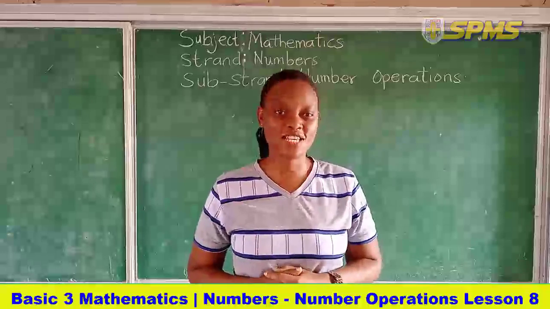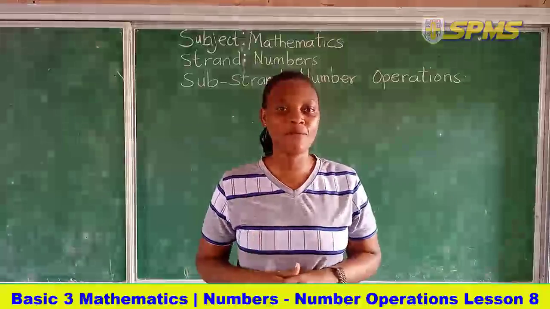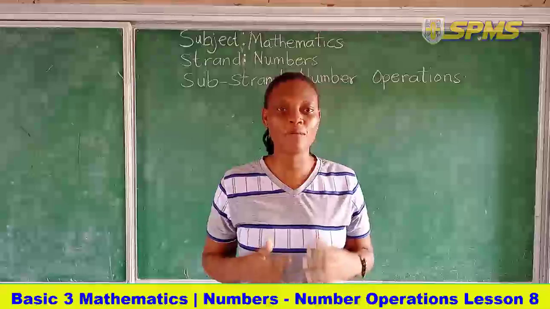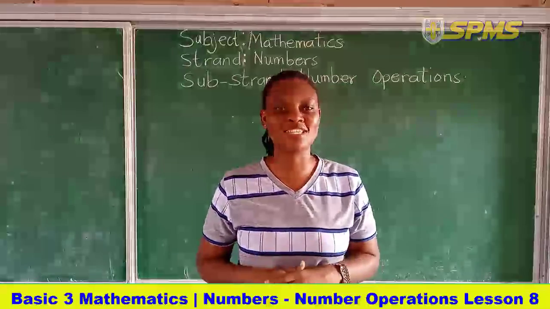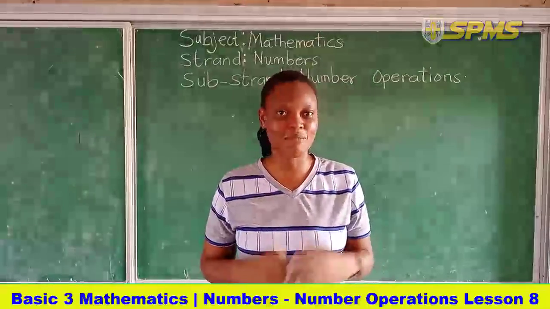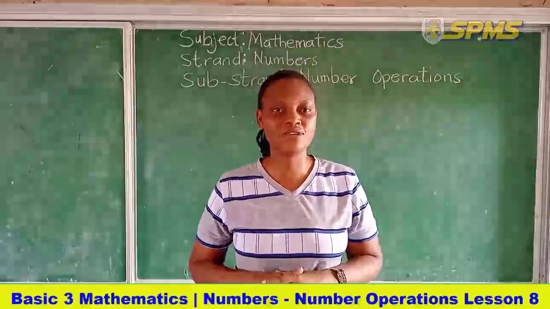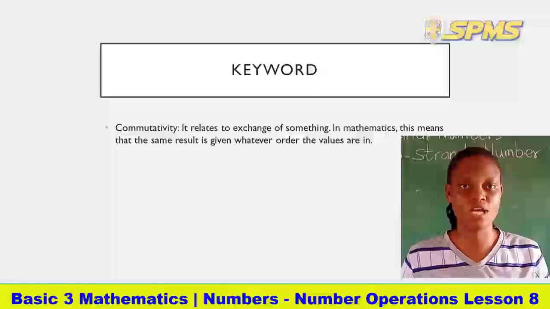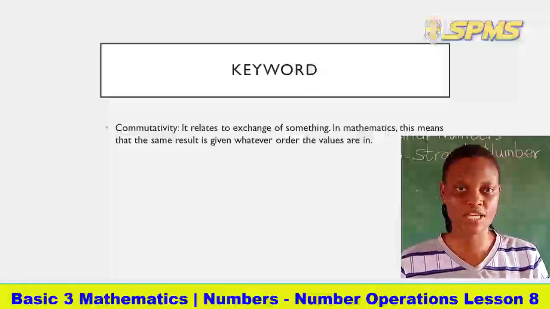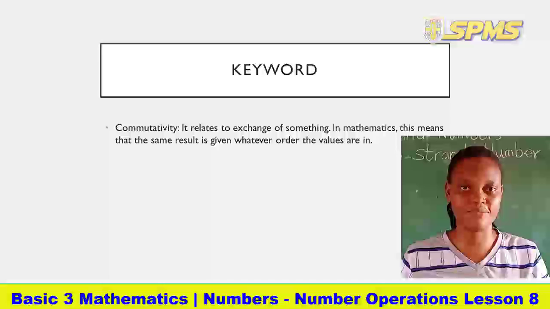By the end of today's lesson, children, you should be able to show understanding of the property of commutativity. Yes, the property of commutativity. Now let us look at our keywords. We have one keyword and it is commutativity.